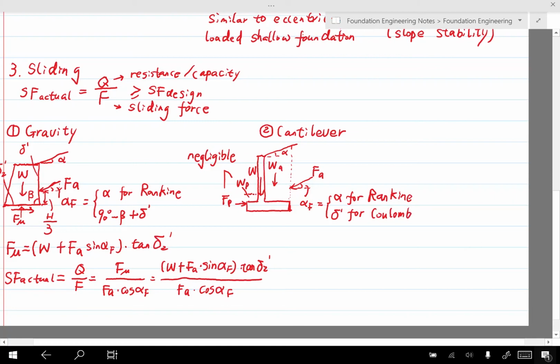Regarding the position of this FA, the point of action here, the distance from this point and the toe here, this is 1/3 of H prime. So be careful, here's not H anymore. And H prime is the distance from the heel to this point. So let me draw it here. From here to here, this is H prime. So that's not the height of the wall.